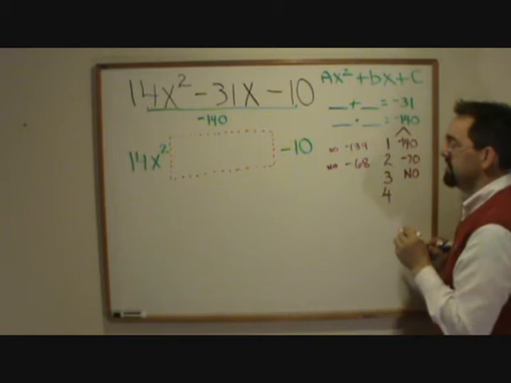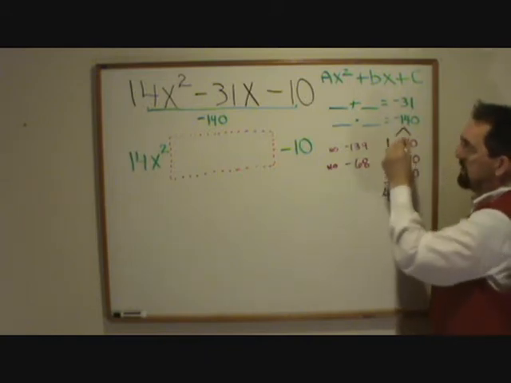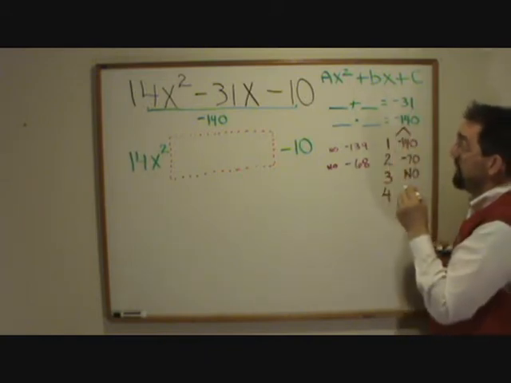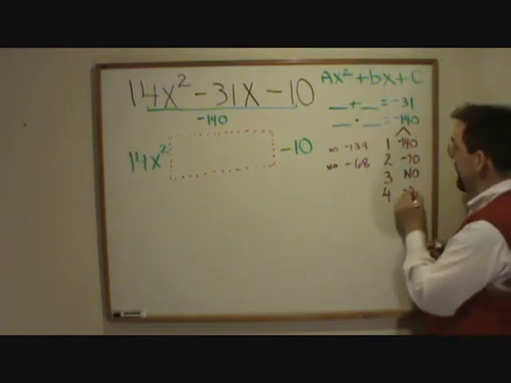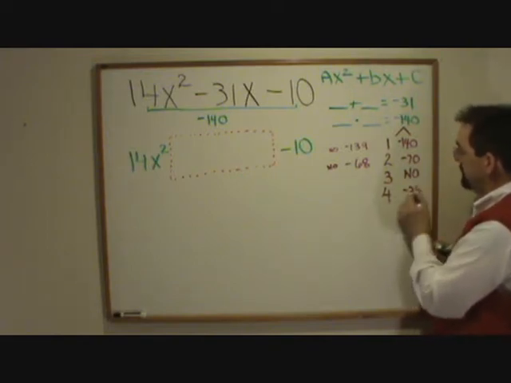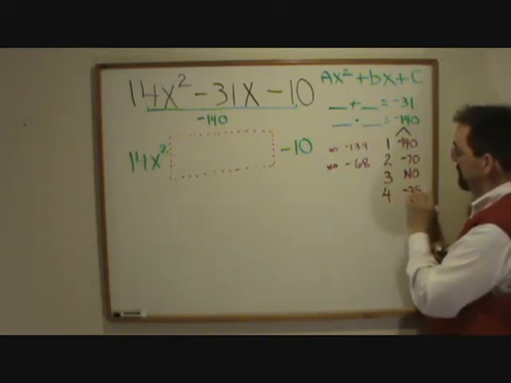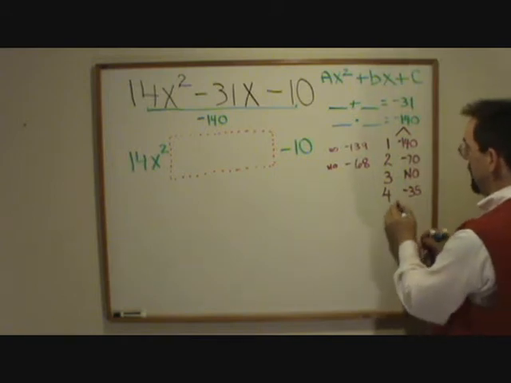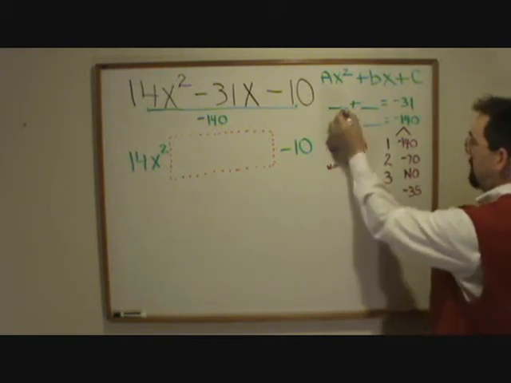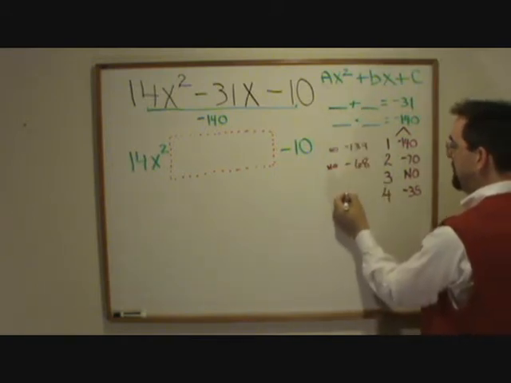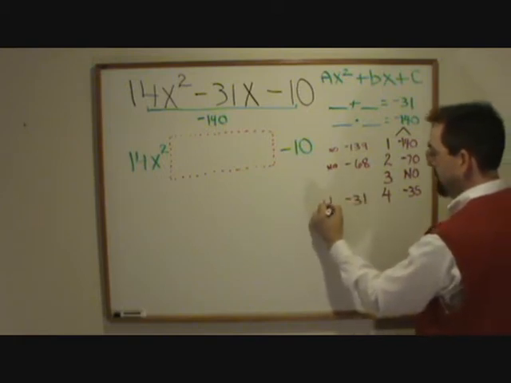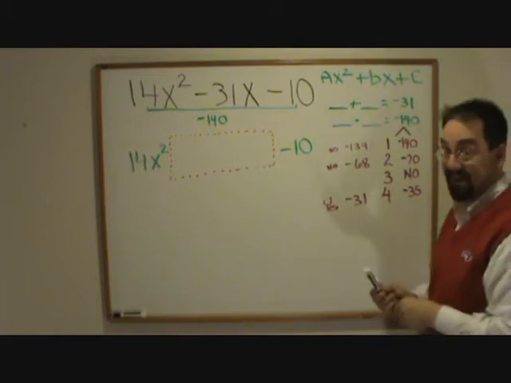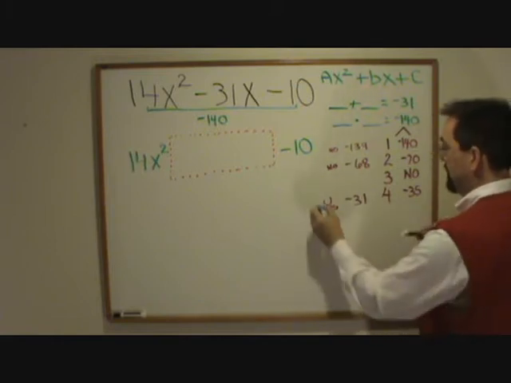4. 4 goes into minus 140. Let's see, that'll be minus 35. Let's check that. 4 times 5 is 20. Carry the 2, 12, 14. Minus 140. 4 minus 35 gives me a minus 31. Yes, I like that one. That's the one we were looking for.